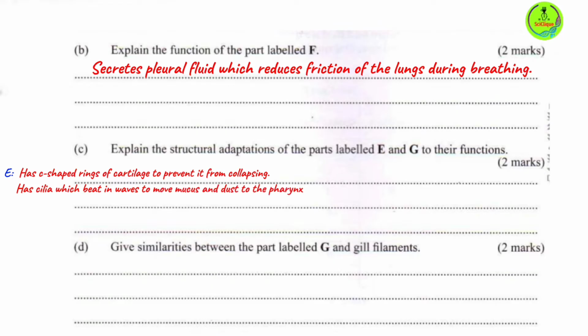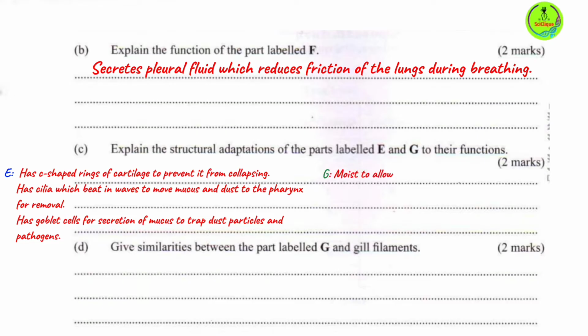So the cilia waft in bits in order to move mucus and any foreign particles within it towards the pharynx for removal. It also has goblet cells which secrete mucus. Moving on to the alveolus, number one, they are moist. Why? So that the respiratory gases, that is oxygen and carbon dioxide, can dissolve and diffuse in solution form.